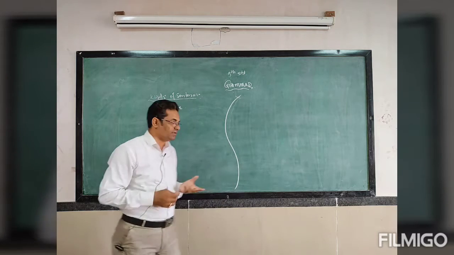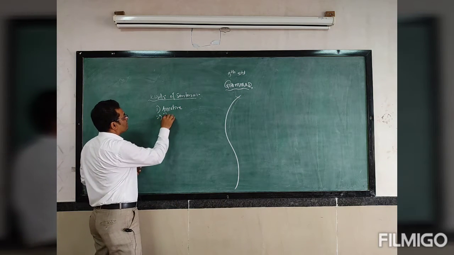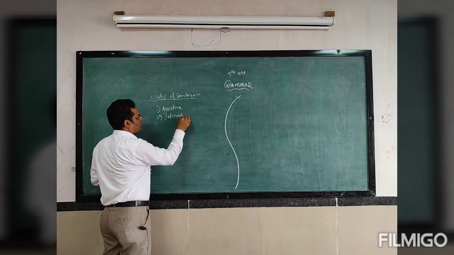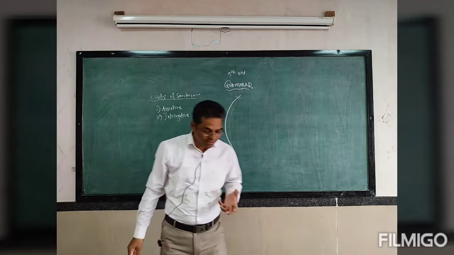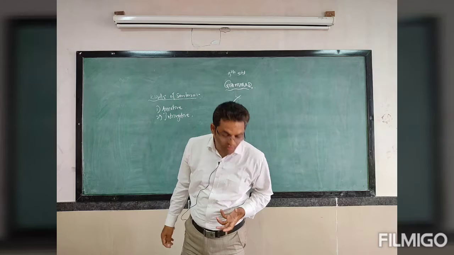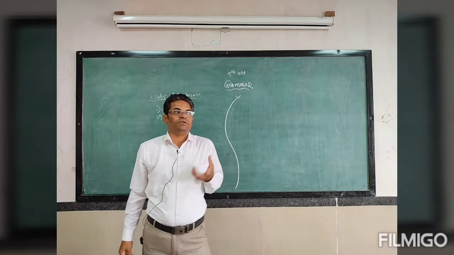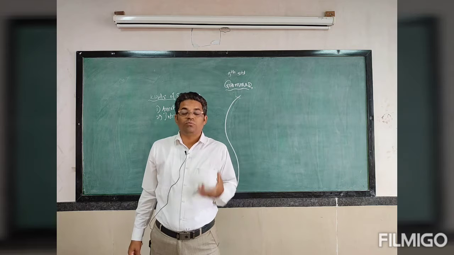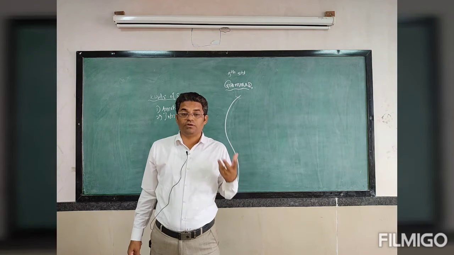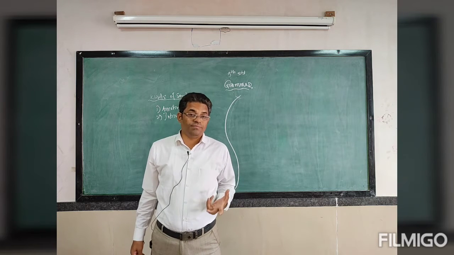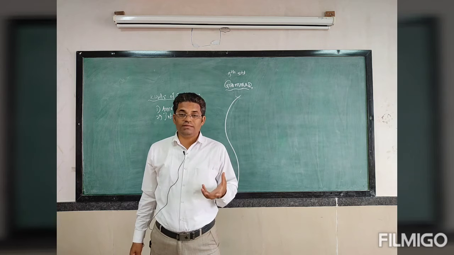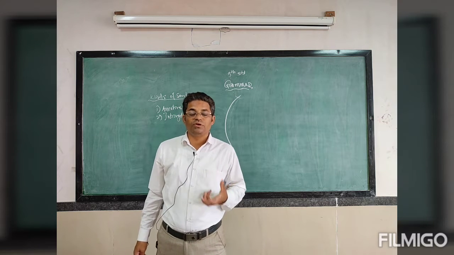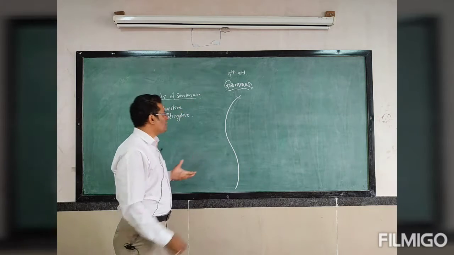Next is interrogative sentence. Interrogative sentence is when you interrogate, to ask questions and get information. What is your name? Where do you live? Where are you going? What are you doing? Why did you come here? So these are questions, and in these questions you are interrogating or asking for some information. So that is the second type, interrogative sentence.